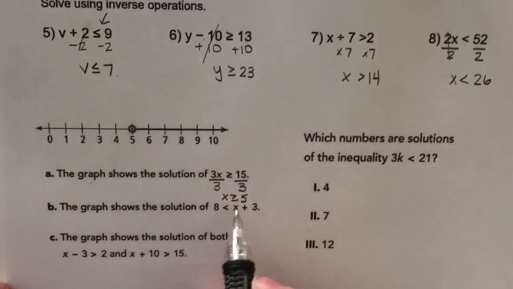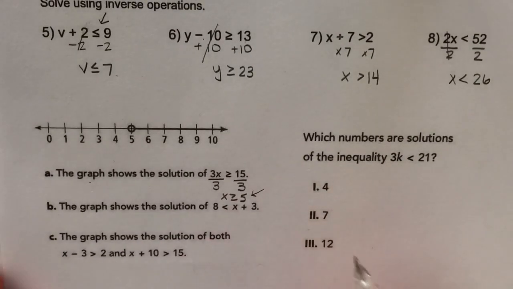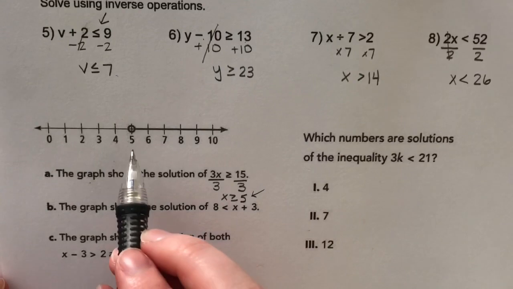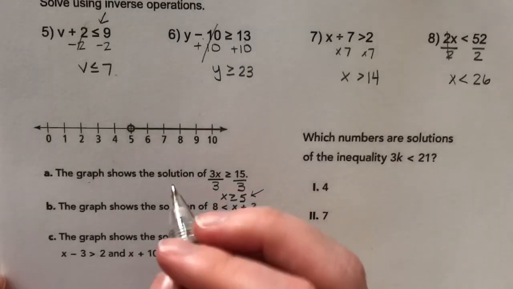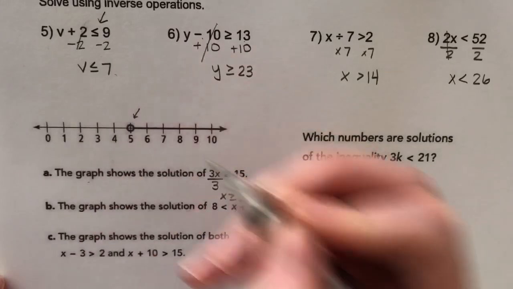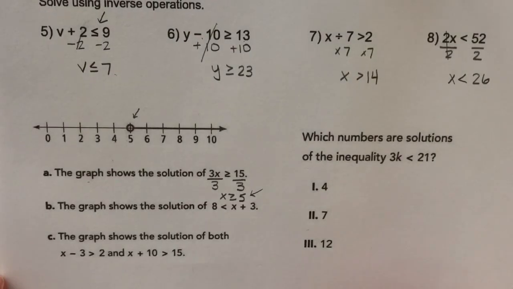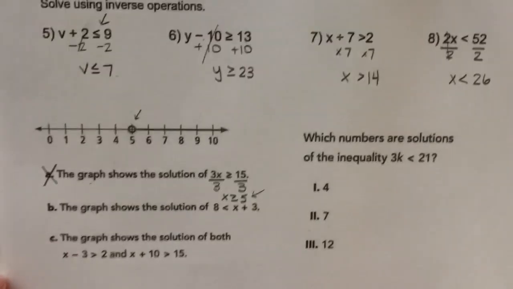So does this graph match this solution right here? And I'm thinking it almost does. It's very close, but if it's greater than or equal to, there really should be a closed circle, but it's an open circle. So that does not work.